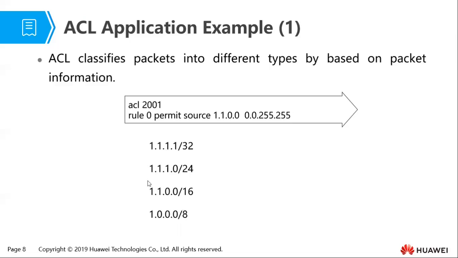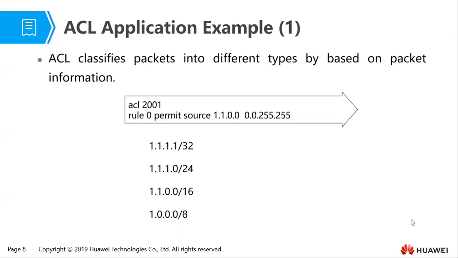So with ACLs, for any packet, we look at rule 0. If it does not match rule 0, we go to the next rule. If it does not match the next rule, we go to the next one, up to the last one. If it does not match any rule, it's going to be forwarded. So it's important that we remember that.